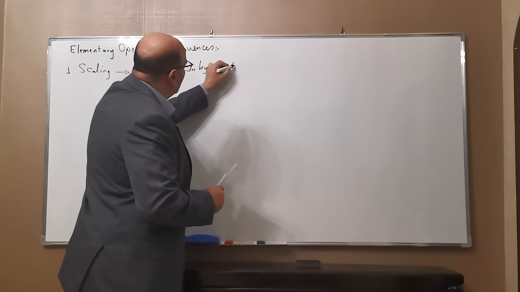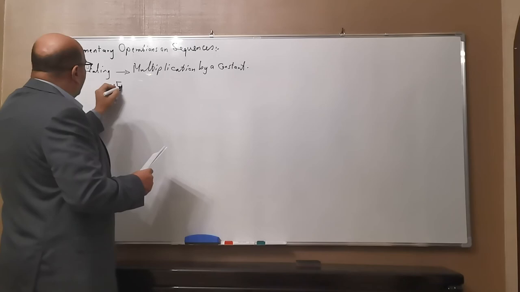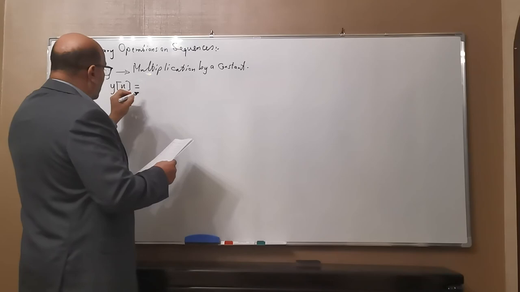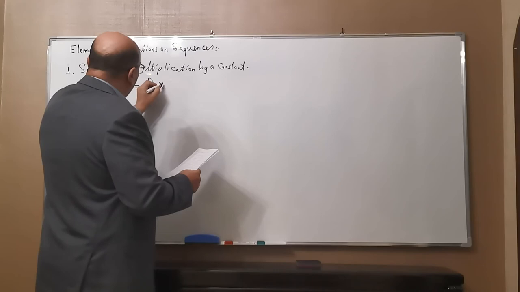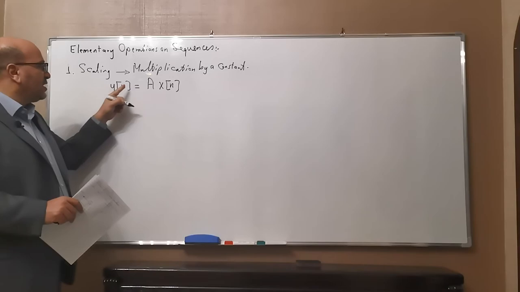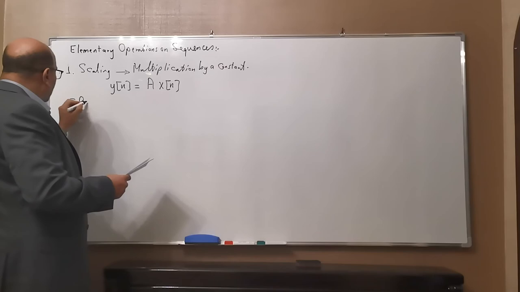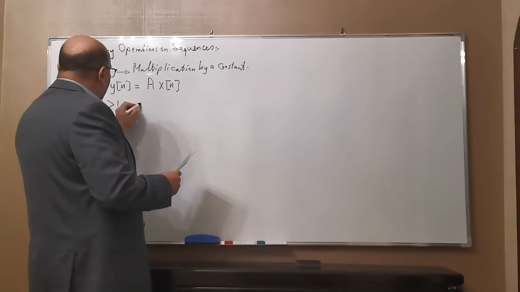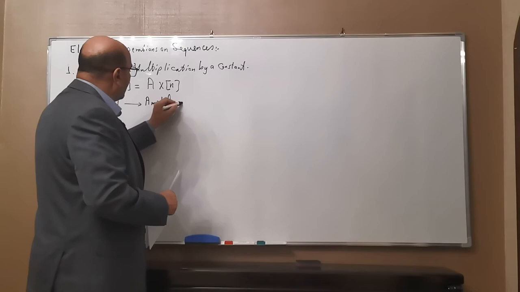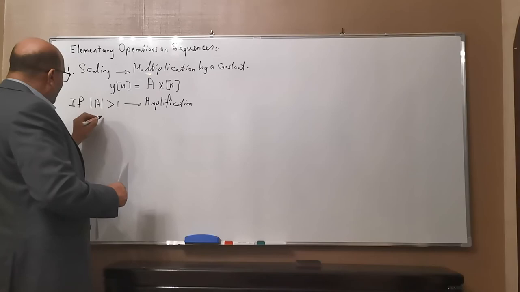Okay, so y of n is an output of the scaling operation, and it is equal to a x of n, where x of n is the original sequence, a is a constant, and y of n is the resultant or the output of the scaling operation. If the magnitude of a is greater than 1, then we call this amplification. If the magnitude of a is less than 1, we call it attenuation.